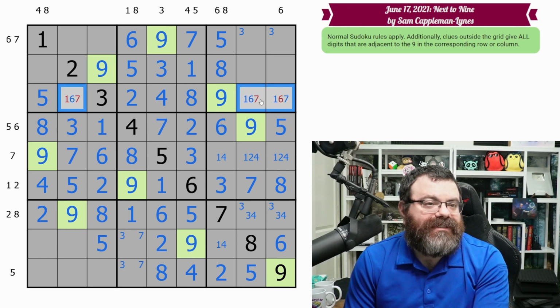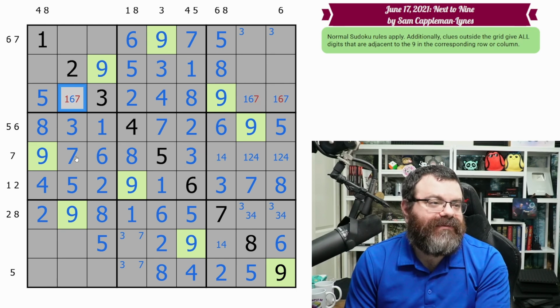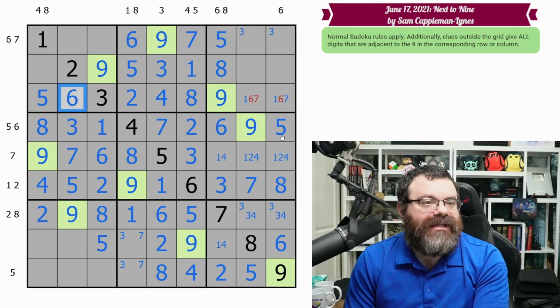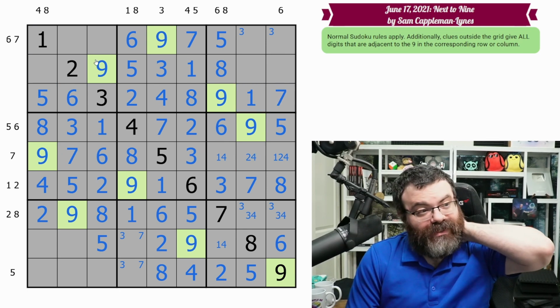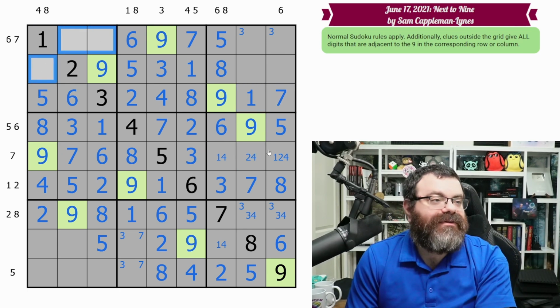These 3 digits, we need 1, 6, 7. Oh, this can't be 6 or 7? Or 1 or 7? Oh, the 1's in the box. Okay. So that's 6, that's 1, that's 7. That cannot be 1. These 3 digits, we have 1, 2, 3. We need 4, 7, 8. The 7 has to go here. And then this is the 4, this is the 8.